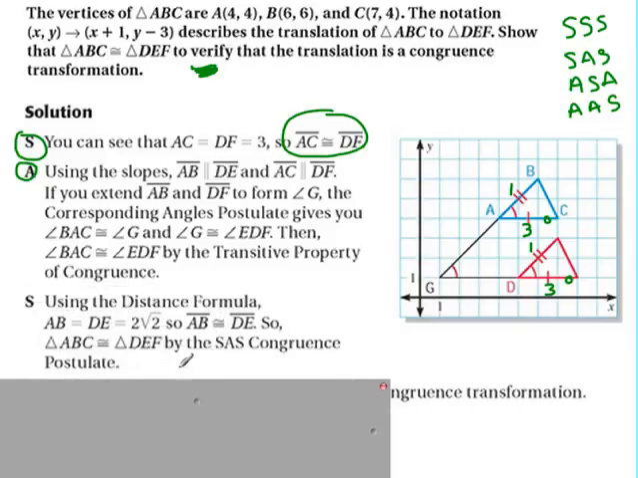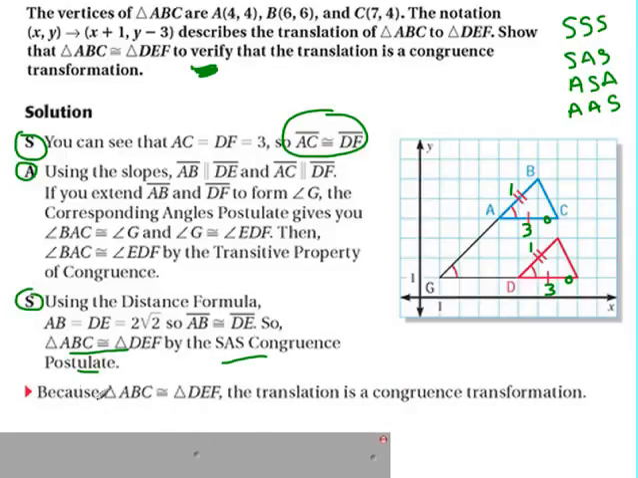Using the distance formula, we can say that AB equals DE equals 2 square root of 2. So that means that AB is congruent to DE. Bada boom. Side, angle, side congruence postulate. Okay, so we proved it by side, angle, side. Finally, we write some sort of statement at the end here: because triangle ABC is congruent to triangle DEF, translation is a congruence transformation.